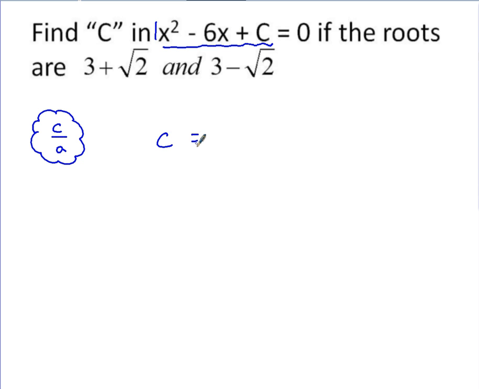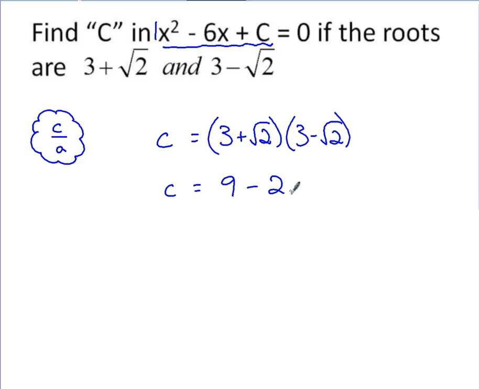Knowing that the roots are 3 plus root 2 and 3 minus root 2, well, multiply those together to form that product. We know how to multiply these together. We're just going to FOIL some stuff out. If I multiply the first, got 9. If I multiply the last, got minus 2, since the roots would cancel. C, in order for this equation to produce these roots, would have to be just 7.